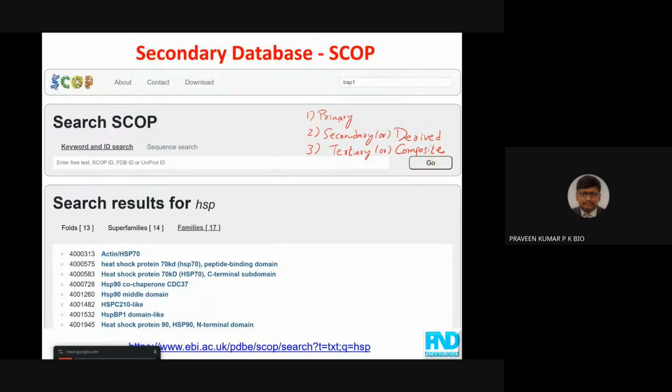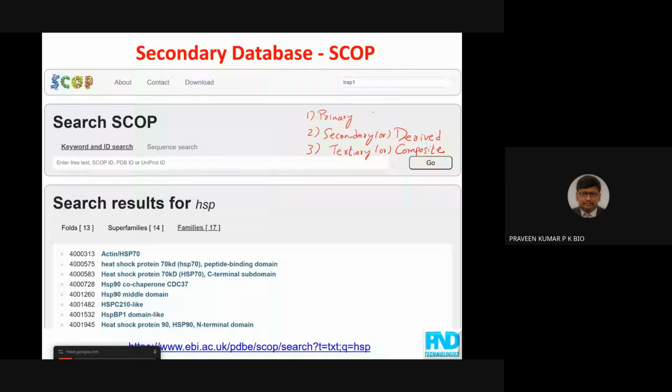Whatever I mentioned, like NCBI, GenPept, GenBank, these come under primary databases. Of course, the structures, etc. These are primary information, isn't it?